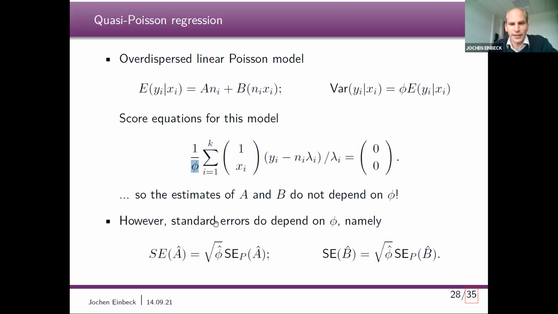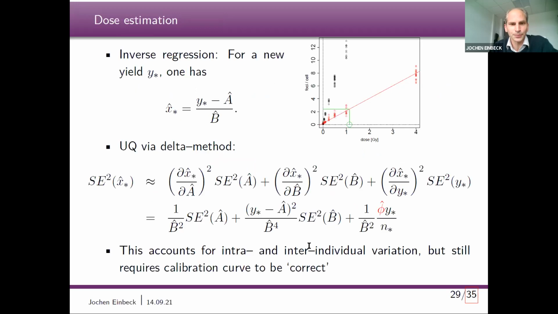You can show that the standard errors do depend on phi, but you can adjust them retrospectively. So in practice, we see that this overdispersion is not really a big obstacle. You can still just fit a Poisson regression as usual. And then in retrospect, you just need to estimate the dispersion, for instance through the deviance, and adjust your standard errors accordingly. So that's relatively easy, fortunately.